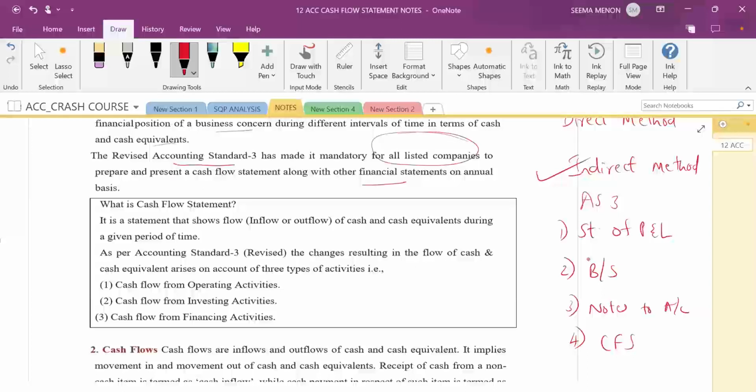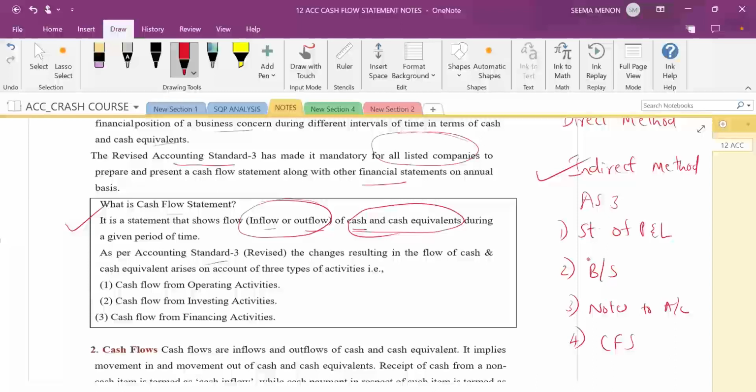Now the common question for the CBSE board exam is the meaning of cash flow statement. It is a statement that shows inflow or outflow of cash. While you write the answer, this keyword should be there: inflow or outflow of cash and cash equivalent. This is the second keyword: cash and cash equivalent during a given period of time. As per Accounting Standard 3 revised, because the Companies Act was revised in 2013.